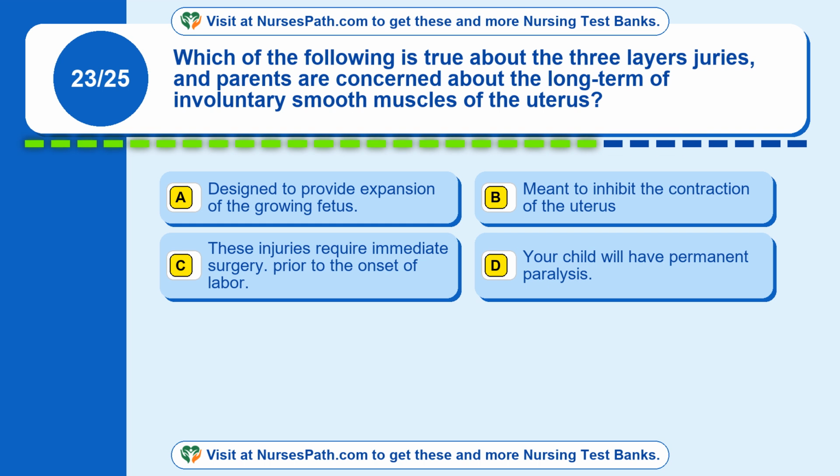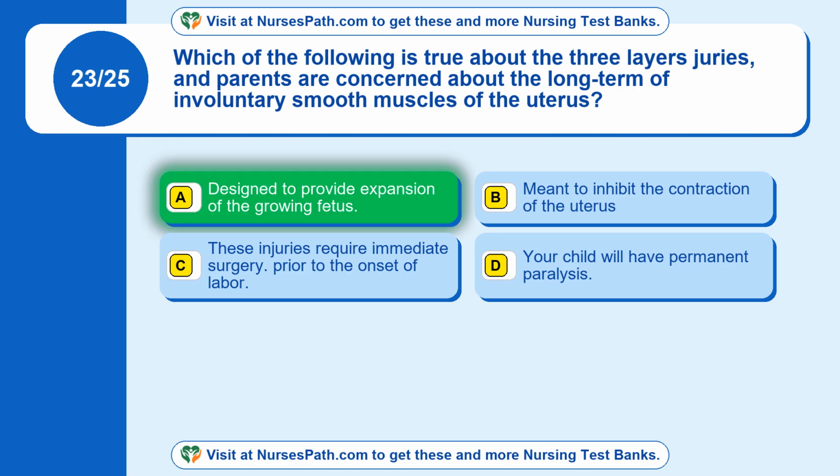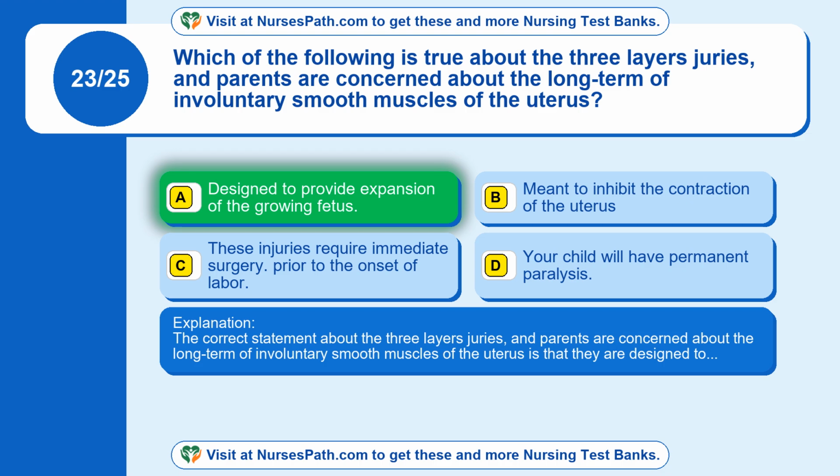Question 23. Which of the following is true about the 3 layers of involuntary smooth muscles of the uterus? Option A. Designed to provide expansion of the growing fetus. Option B. Meant to inhibit the contraction of the uterus. Option C. These injuries require immediate surgery prior to the onset of labor. Option D. Your child will have permanent paralysis. The correct answer is option A. Designed to provide expansion of the growing fetus. The correct statement about the 3 layers of involuntary smooth muscles of the uterus is that they are designed to provide expansion.